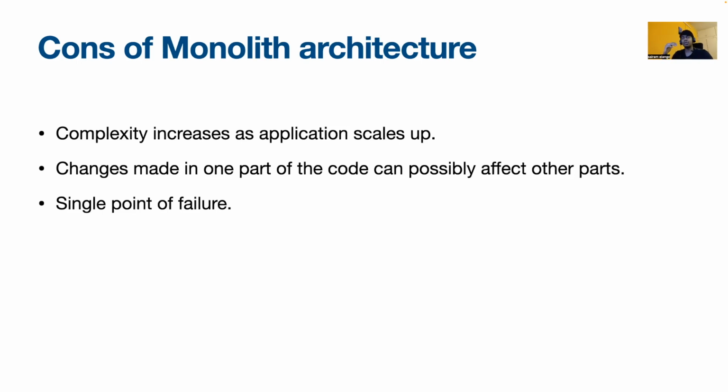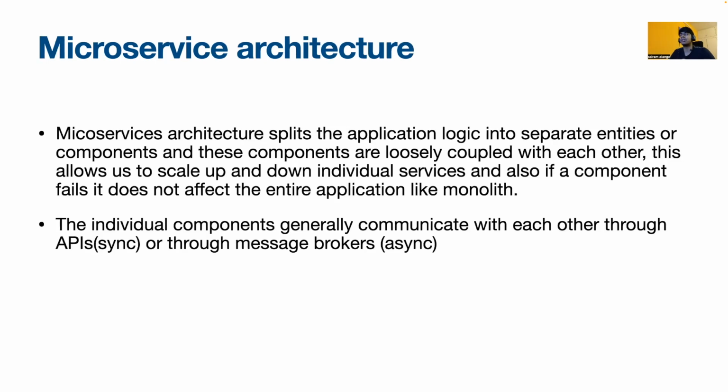So to address the shortcomings that I just mentioned in the cons of monolithic architecture, microservices does exactly that. It addresses the complexity issues of scaling up and scaling down. It addresses the changes, where your application won't be tightly coupled, it will be loosely coupled. And it addresses the single point of failure, as microservices are distributed in nature, so a single point of failure won't occur. So let me just give you a quick overview about the microservice architecture.